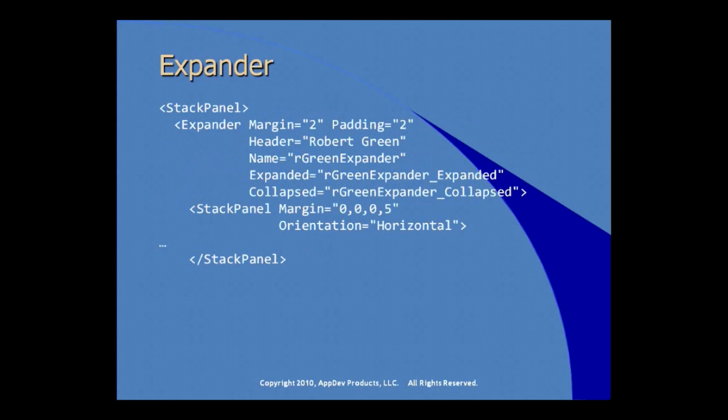This XAML defines an expander, so inside a stack panel we have an expander. The header is set to Robert Greene, so that text displays. And then inside the expander is a stack panel, and inside that is the content that's going to appear when the user expands the region. So let's go see how to use the scroll viewer, the tab control, the group box, and the expander in applications.